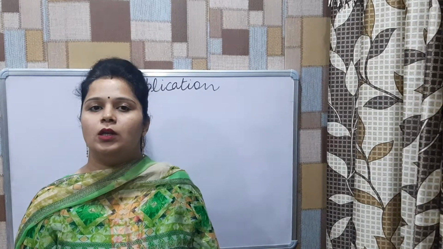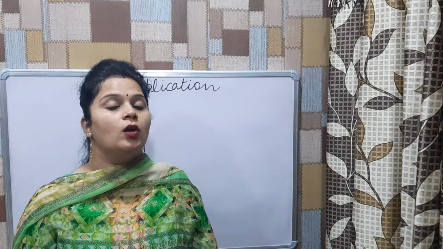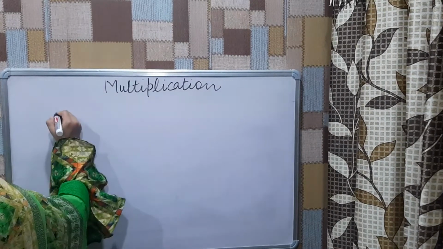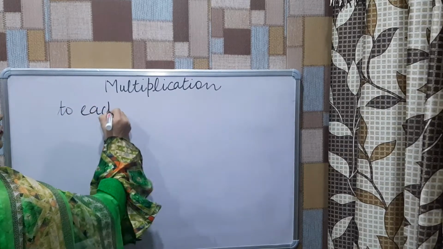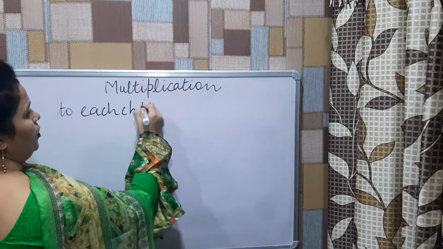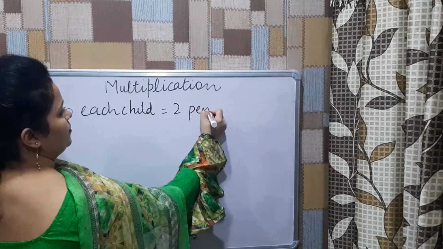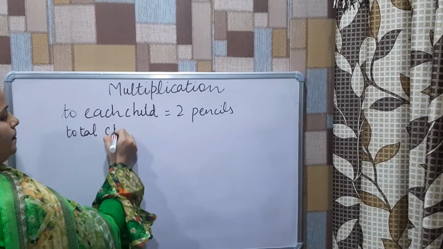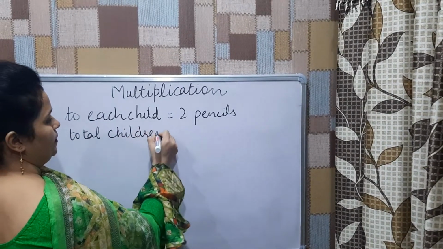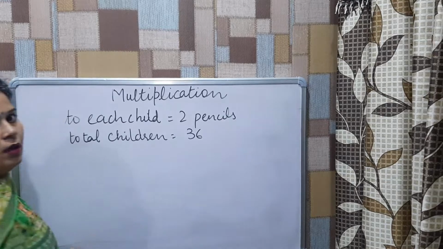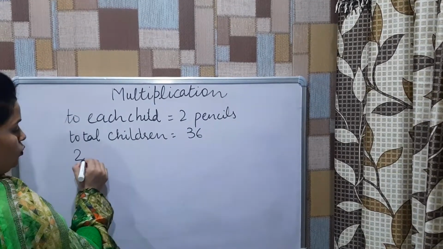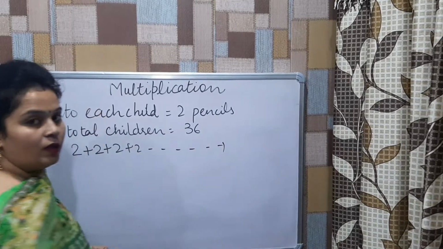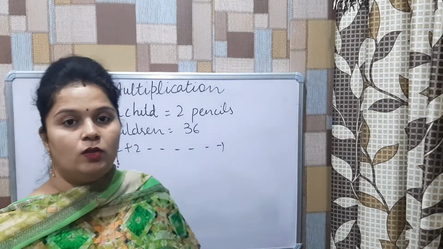Now children, you need to find out how many pencils you need to distribute. You have decided that to each child you will give 2 pencils, and total children in your class are 36. Now what you will do, you will add 2 plus 2 plus 2 plus 2 till 36. 36 times you are going to add 2.